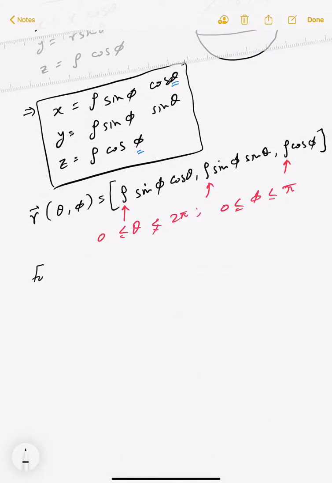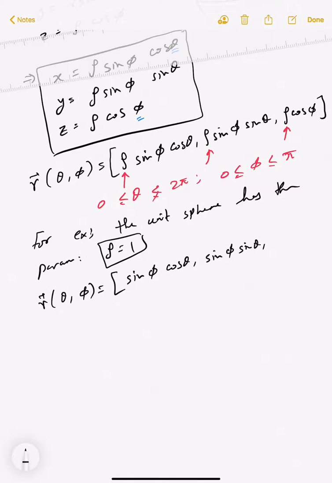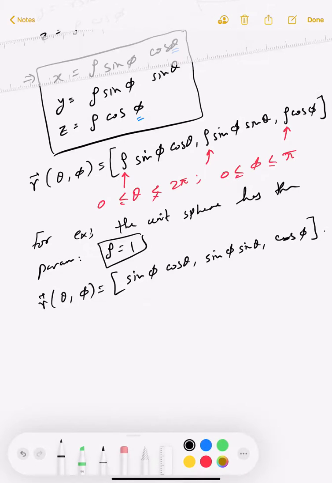So now, for example, the unit sphere has the parameterization. What is the radius in the unit sphere? It is equal to 1. So basically, the parameterization for the unit sphere will be, the rho is 1, you just replace it, and that's it. Now, what about if the radius is 2 or 3 or whatever? That's fine. It's the same idea.